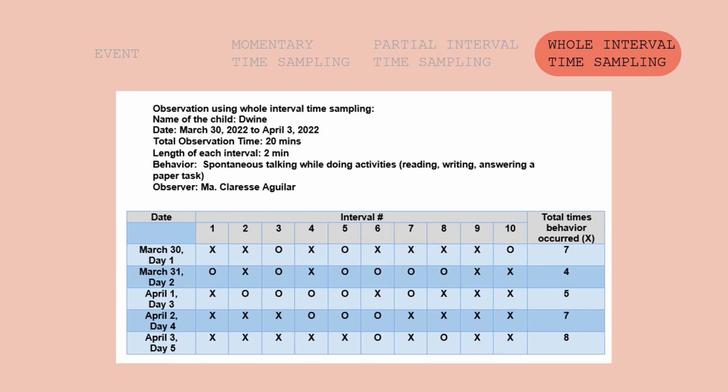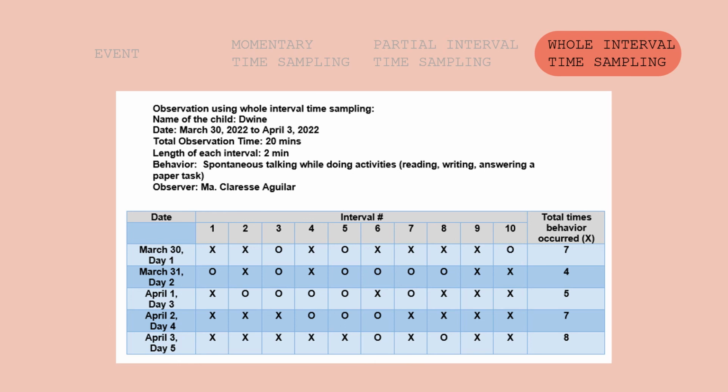On day 1, March 30, the behavior occurred 7 times. Then day 2, March 31, 4 times. Day 3, April 1, 5 times. And day 4, April 2, 7 times. And last, day 5, April 3, 8 times.